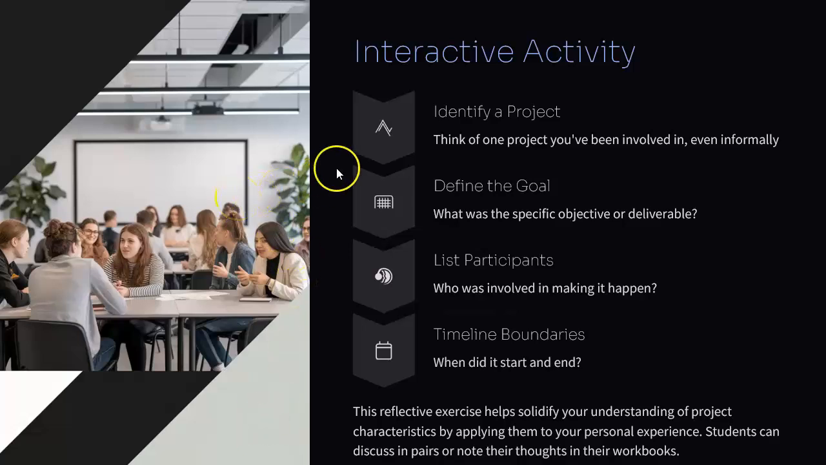We will go through one interactive activity: identify a project. Think of one project you have been involved in, even informally. Define the goal: what was the specific objective or deliverable? List participants: who was involved in making it happen? Timeline boundaries: when did it start and end? This reflection exercise helps solidify your understanding of project characteristics by applying them to your personal experience. Students can discuss in pairs or make notes as they work through it. So you can do this activity.